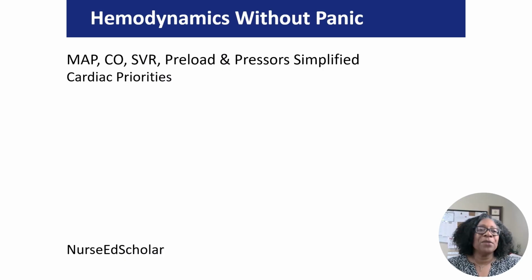So today, I'm going to do my best to simplify MAP, which is mean arterial pressure, cardiac output, SVR, preload, afterload, what's wedge pressure, and when do you use pressors? Okay. And I'm going to try to make it make clinical sense, so you're not overloaded, you don't panic, just recognizing pattern recognition. Okay.